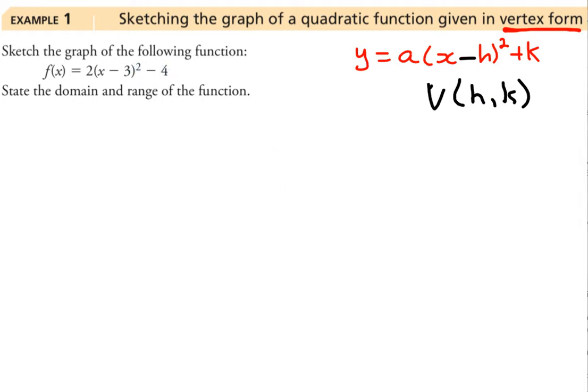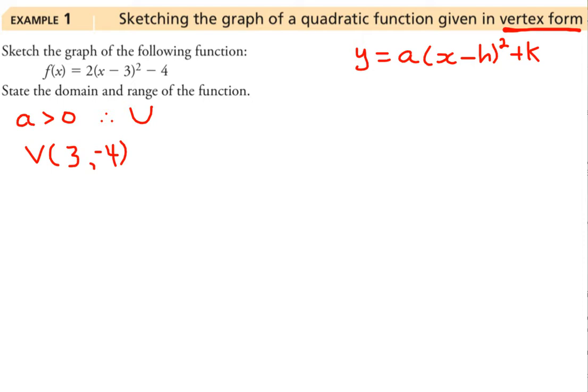And what else do we know? Well, we know that our a value is 2. That tells us that it's concave up, and it tells us that it's a little narrower than normal. So a is greater than 0, concave up. So from that, we can know our vertex is (3, -4). And we can plot that point.